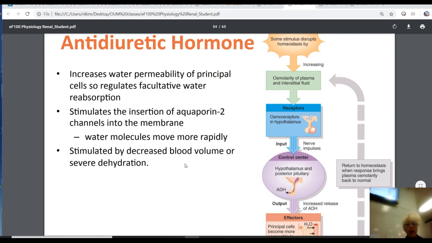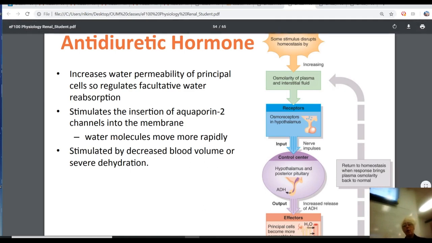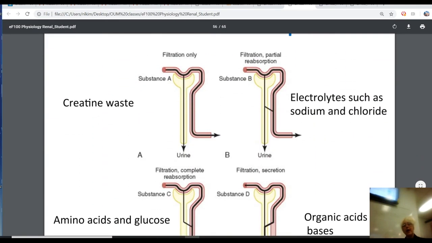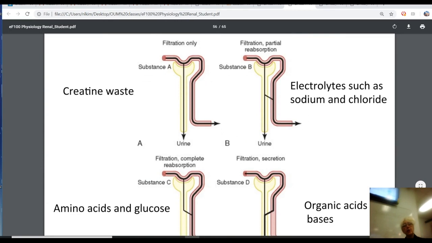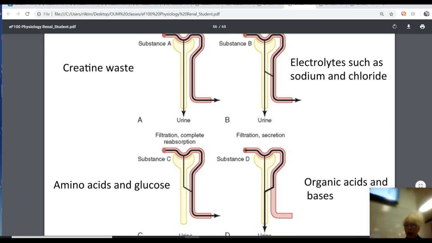Obviously, your antidiuretic hormone stimulates the aquaporin 2, where water molecules move more rapidly, and it's stimulated by a decrease in blood volume or severe dehydration. So your body's going to try to say, hey, we're really dehydrated here. I'm going to release a lot of this antidiuretic hormone so that it constricts the efferent arterioles, pushes it back, and we can start stimulating blood pressure to go up and conserve water in the body.